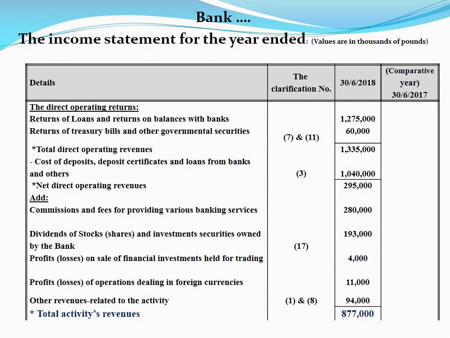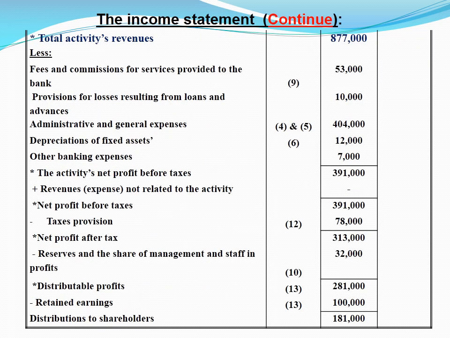The following is the bank income statement for the year ended 30th of June, and I have a comparative year, 2017. If you have these figures, you have to compare them together. The clarification number in the first column is what we explained in the first step, then the values you have, then the remaining part of the income statement.